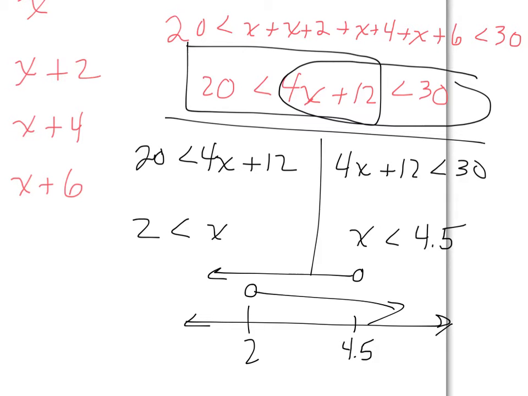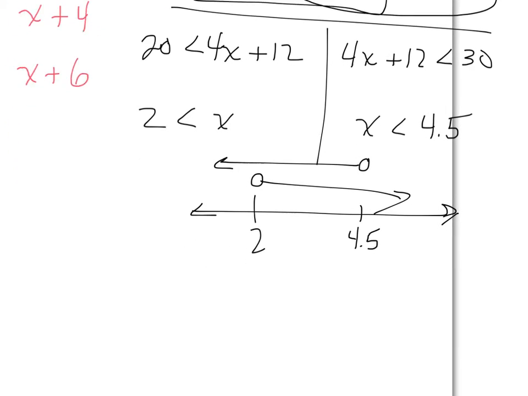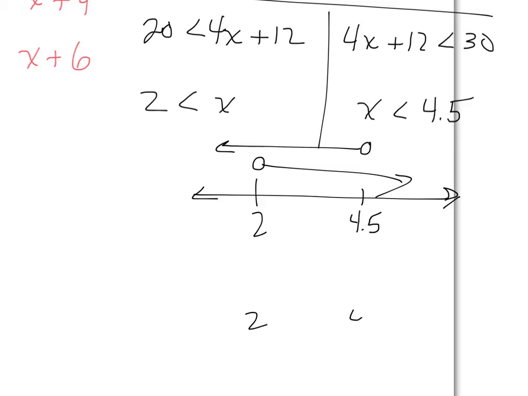It's an AND statement. I look for the overlap. The overlap is just between 2 and 4.5. So here's my solution set. But the question is not done. The question said, find 4 consecutive even integers. So that means that x has to be an even integer to start. What even integers are there that are between 2 and 4.5? And be careful. 4. Just 4.